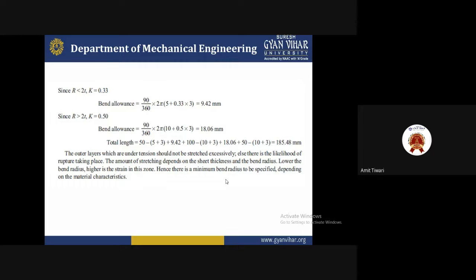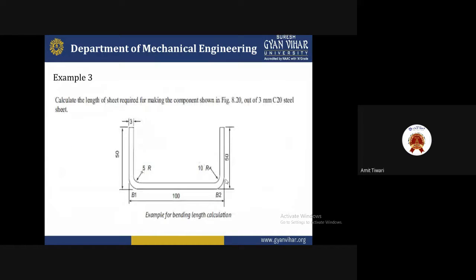Depending on the metal characterization, these are the metal characteristics to be observed. So the lower the bend radius, the higher the strain in the zone. So these are some specifications which we have to consider for this numerical. The numerical is basically a simple design: if you make this type of design, it has the given dimensions. But what are the examples?